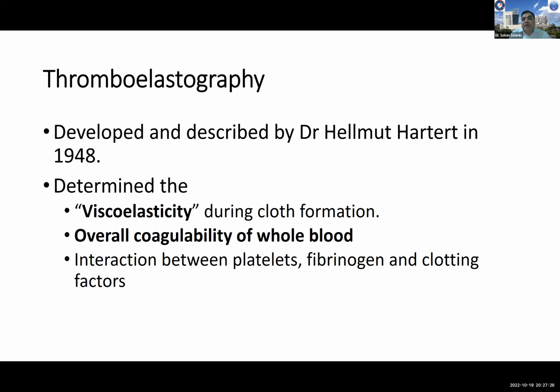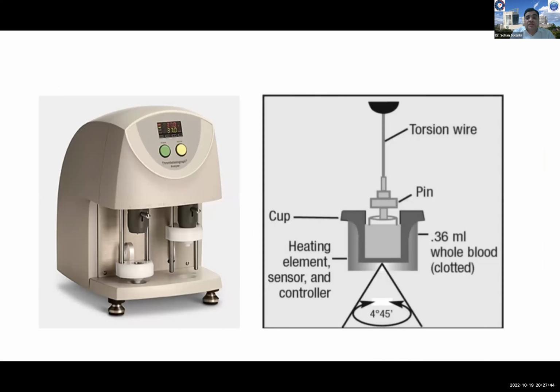So this was developed by Dr. Hartert in 1948, and he determined the viscoelasticity during clot formation and the overall coagulability of the whole blood by the interaction between the platelets, fibrinogen, and the clotting factors. So this is the TEG machine.